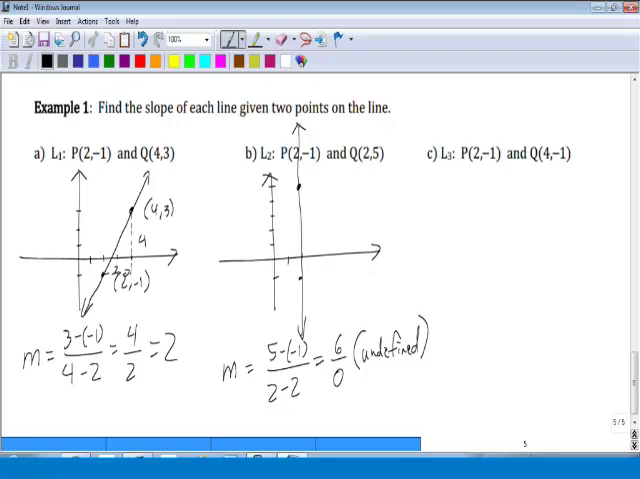Yes? So we have to work it out even though we know it's undefined? Actually, no. It is really not necessary to show your work. Just a casual glance will show you, just noticing that the x coordinates are the same.